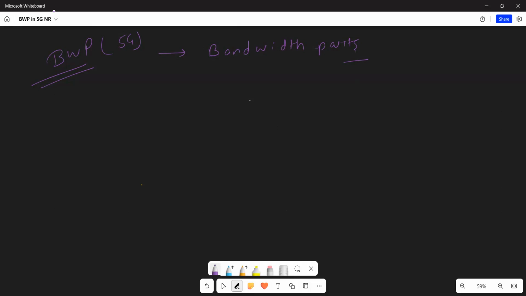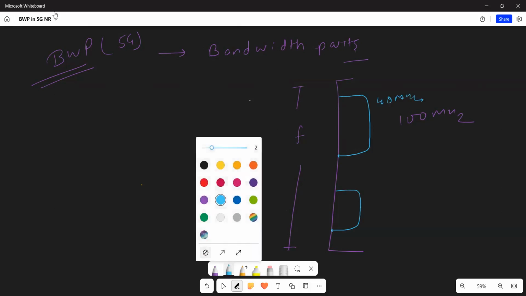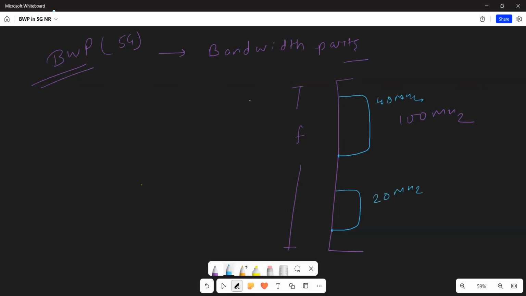So the thing here is, in BWP, let's say this is your frequency domain, and let's say this is your 100 megahertz, right? What I'm doing is I'm trying to divide this in certain portions. Let's say first portion is this, second portion is this. So let's say this is of 40 megahertz and this is your 20 megahertz. So dividing the spectrum or dividing the bandwidth into certain bandwidth parts, this is nothing but your BWP.